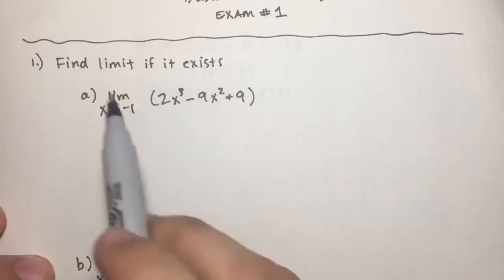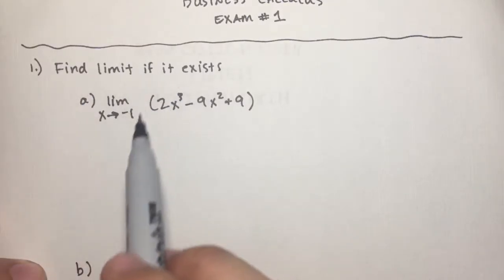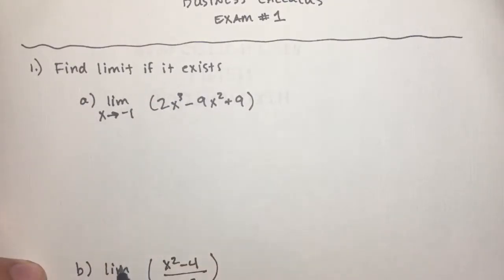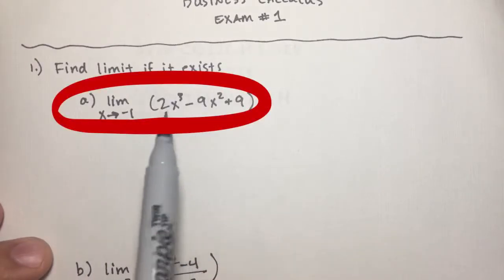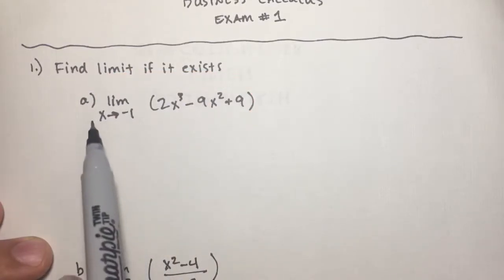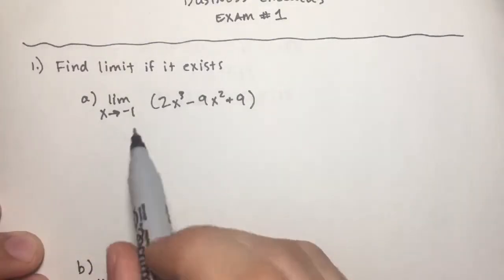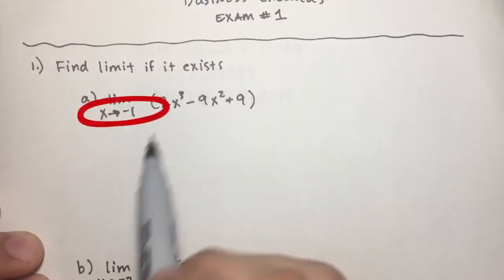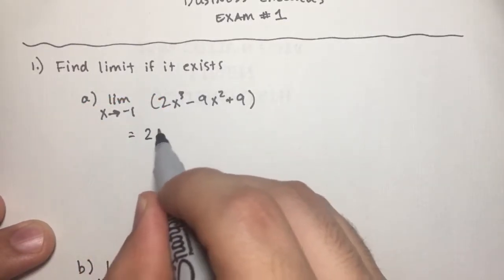So for question 1, it says find the limit if one exists of a and b. So let's look at a first. Alright, so this one gives us a function, and it tells us to find the limit as x approaches -1. So all you're really going to do here is plug -1 in for x. So we'll go ahead and do that.